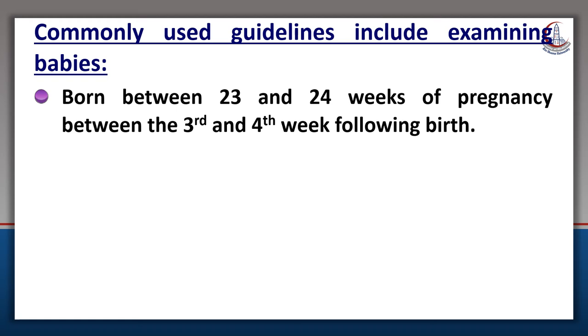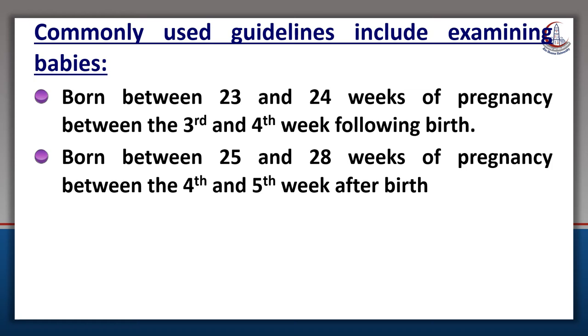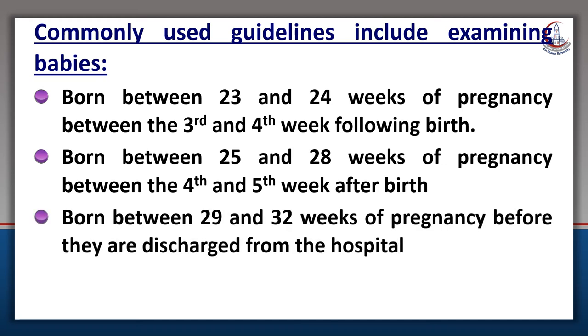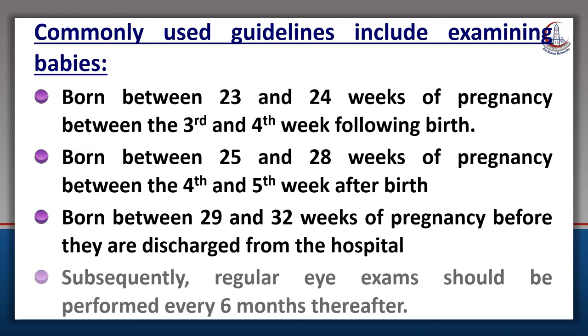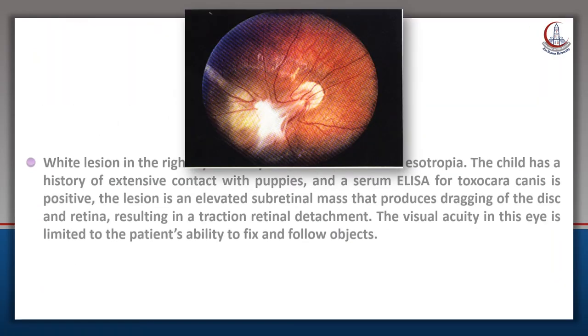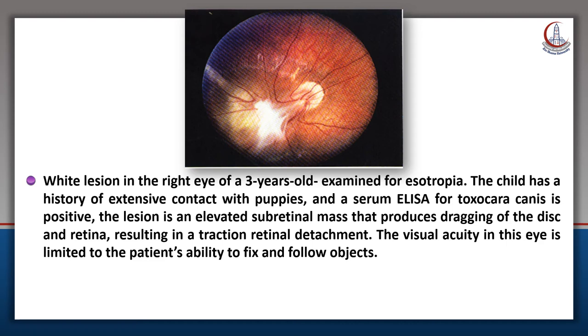If the child is born between 23 and 24 weeks of pregnancy or post-conceptual, then the follow-up starts between the third and the fourth week following birth. If the child is born between 25 and 28 weeks of pregnancy, then follow-up starts between the fourth and fifth week of birth. When the child is born between 29 and 30 weeks of pregnancy, then the child is examined just before the child is discharged from the hospital. Subsequently, regular eye examination should be performed every 6 months, as they are vulnerable to glaucoma, myopia, and other ocular diseases.